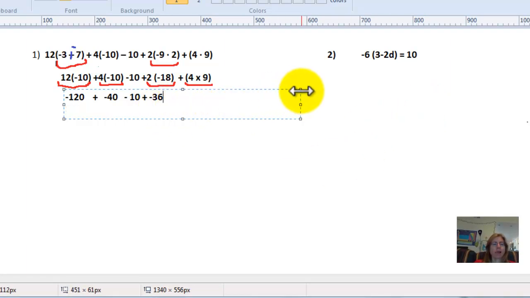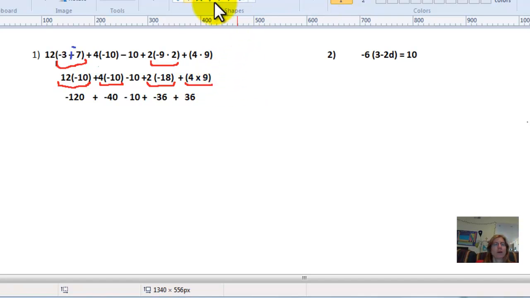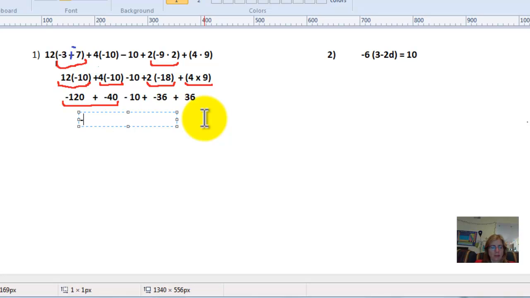Then, because we have a negative 36, we keep the plus sign and we do 4 times 9, which is 36. Okay, so now what we have is adding and subtracting, going left to right. So we're going to take the negative 120 plus the negative 40. When you add two negatives, you just add, and the answer is negative. So negative 120 plus negative 40 is negative 160.